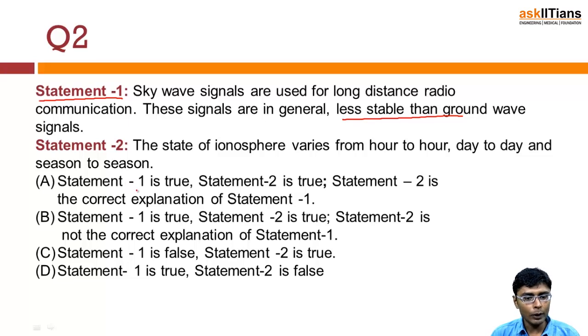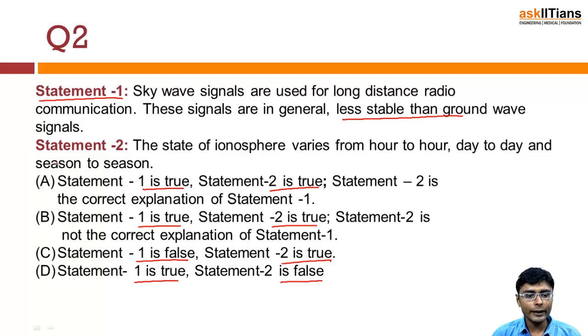Option A says statement 1 is true, statement 2 is also true, and statement 2 is the correct explanation for statement 1. Option B says statement 1 is true, statement 2 is also true, but statement 2 is not the correct explanation for statement 1. Option C says statement 1 is false and 2 is correct. Option D says statement 1 is true and statement 2 is false.